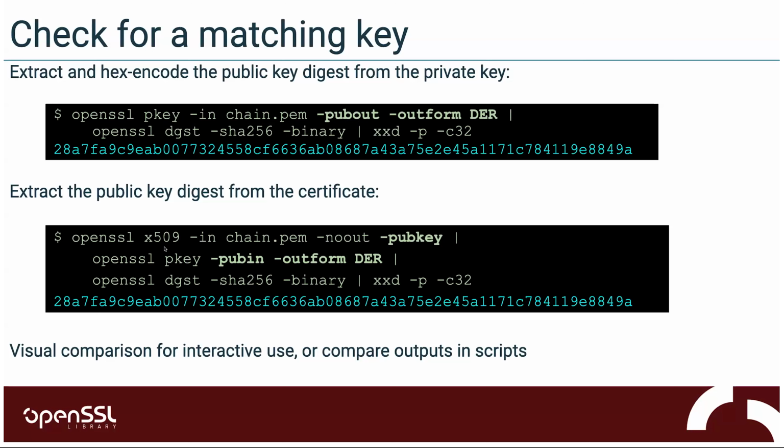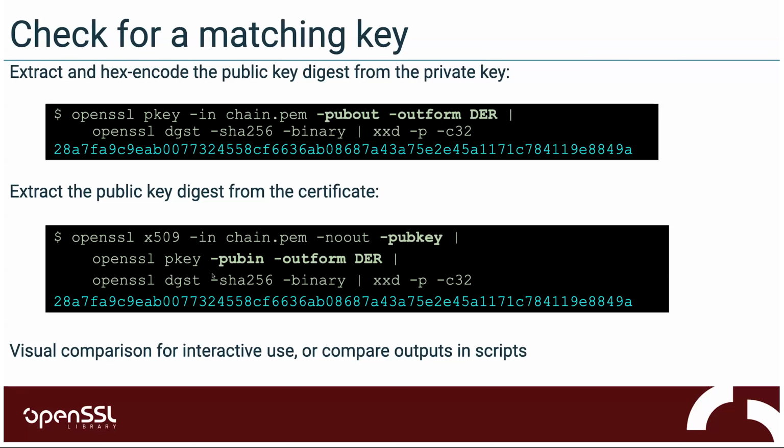But we can do essentially the same thing, this time extracting the public key from the first certificate. Using the OpenSSL X.509 command, we're reading the first certificate in the chain file, and we're asking for the public key part of that certificate. Then we're asking OpenSSL pkey to take that, which is always going to come at us in PEM format, and convert it to DER format. The second command in the pipeline has the sole purpose of converting PEM to DER. Then the third command computes the digest again, and we hex encode it. And again, we get the same value.